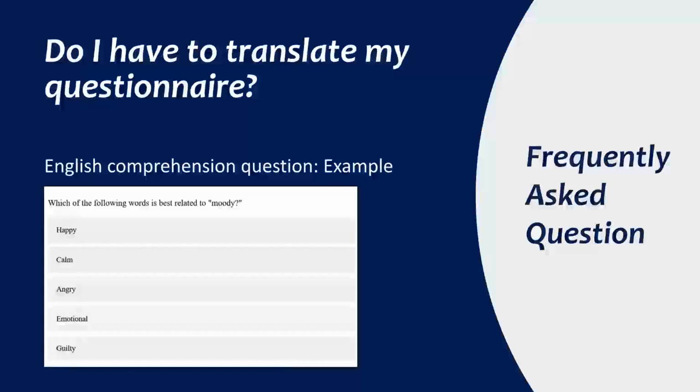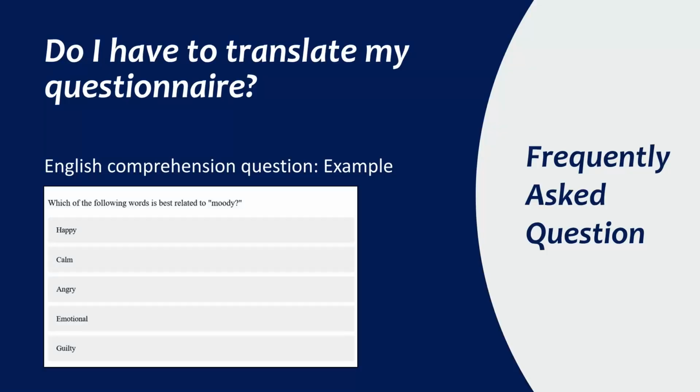A question I hear regularly: is translation always necessary? The good news is that you do have an option here. If your participants speak English fluently, you are not required to translate, but there is an important condition. You need to include an English comprehension test within your questionnaire, so that any participant whose proficiency turns out to be insufficient can be identified and excluded from your analysis. This protects the validity of your findings without requiring the full translation process.